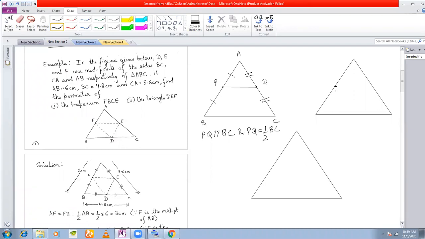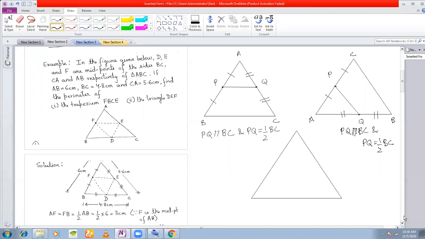In this triangle again, if you have two midpoints given, P and Q, and join these two, all the conditions of the midpoint theorem are satisfied. Again, in this triangle, these three are your A, B, and C. Again, here you can say PQ is parallel to BC, and you can say PQ is equal to half of BC.